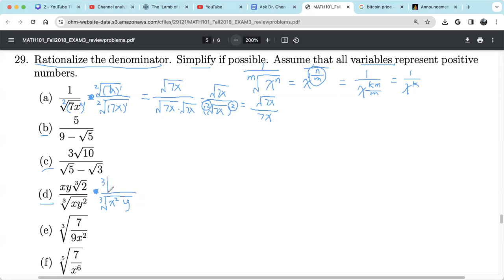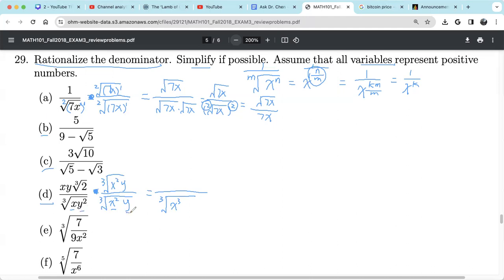Then I have to multiply the same thing in the numerator, because with an expression I can only multiply by 1, which is an expression divided by itself. By doing so, let's check the denominator first. I have a cubic root of x times x squared, that's x cubed.